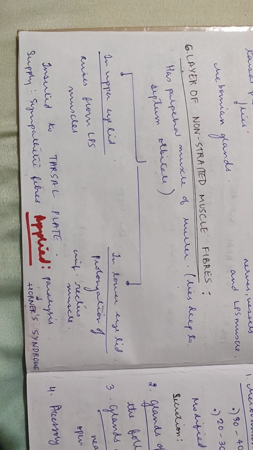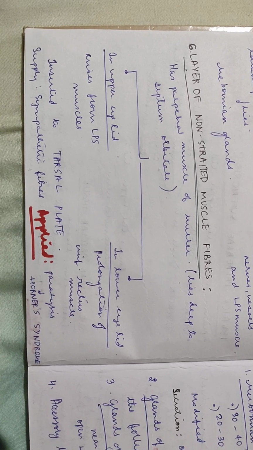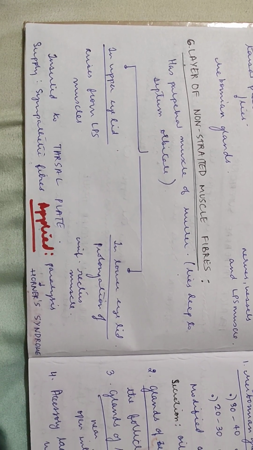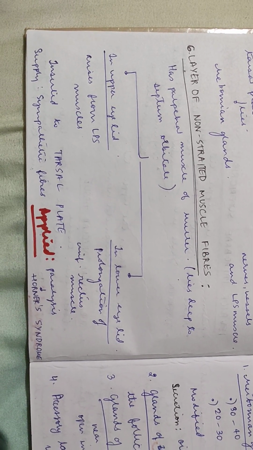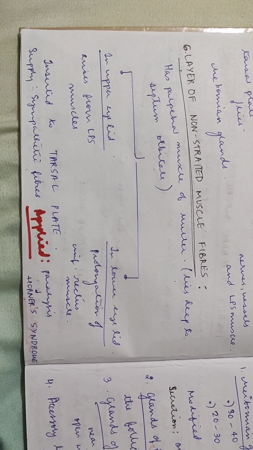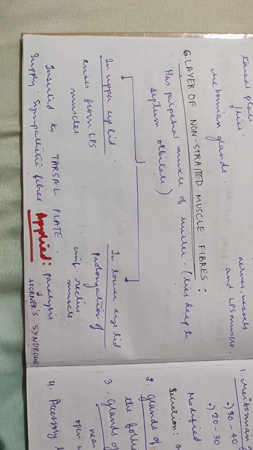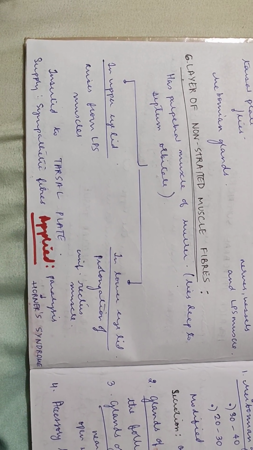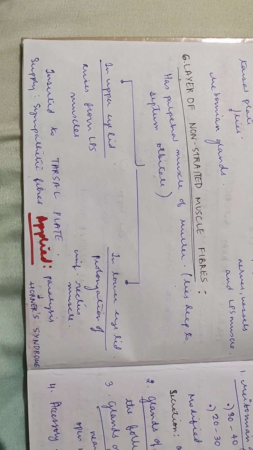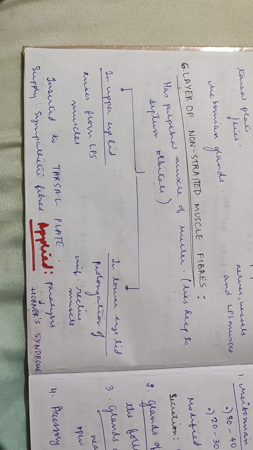Next layer is the layer of non-stratified muscle fibers. So it has palpebral muscle of Muller, which lies deep to the septum orbitale. In the upper eyelid, it arises from the levator palpebrae superioris muscle. In the lower eyelid, it is the prolongation of inferior rectus which is forming this muscle. It gets inserted to the tarsal plate and it's supplied by sympathetic fibers. So paralysis of this particular muscle is going to result in Horner's syndrome.